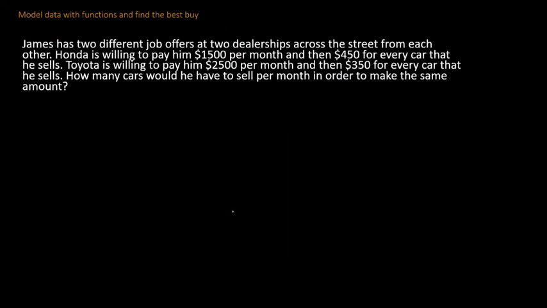Okay, let's do another example with a similar sort of construct. So say James has two different job offers at two dealerships across the street from each other. Honda is willing to pay him $1,500 per month and then $450 for every car that he sells. Toyota is willing to pay him $2,500 per month and then $350 for every car that he sells. So there's a difference in that flat base pay and then commission pay. So you can see how these are going to play out differently. One of them has a higher initial base pay, but one of them has a better commission. So the question is, how many cars would he have to sell per month in order to make the same amount? So let's check this out.